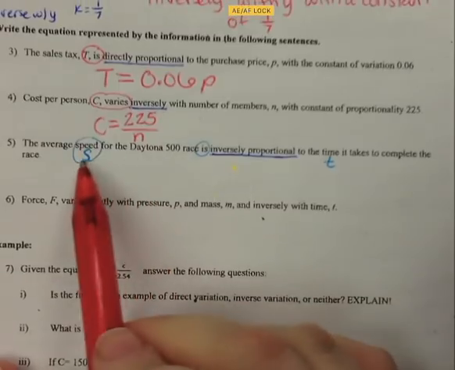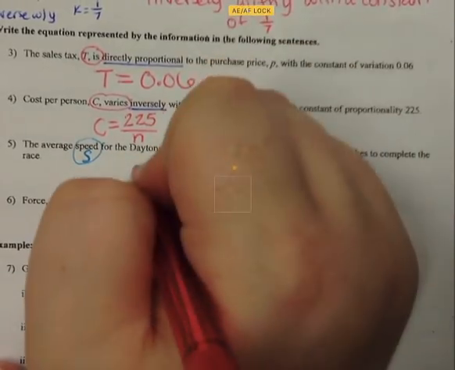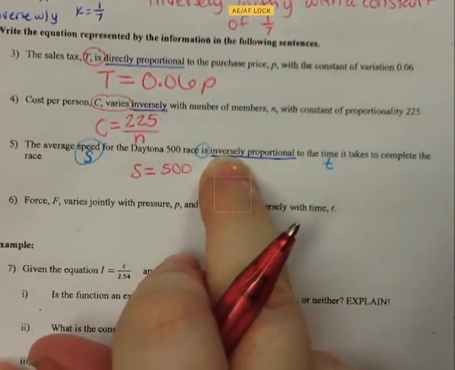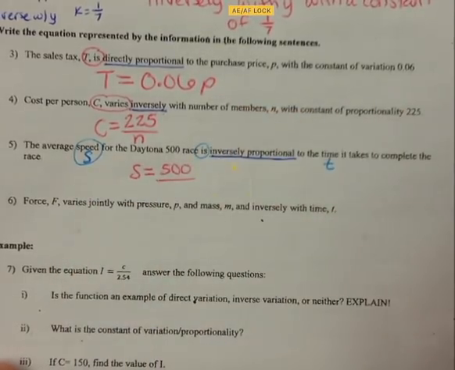So we would write speed is, so S equals. We go ahead and write our 500, because that's our K. It says inversely. That's division. And then divide by T.